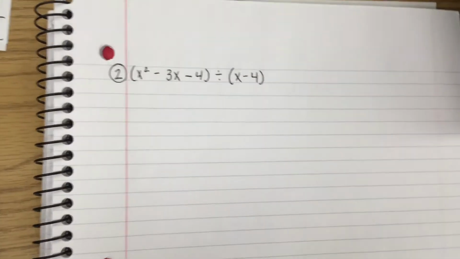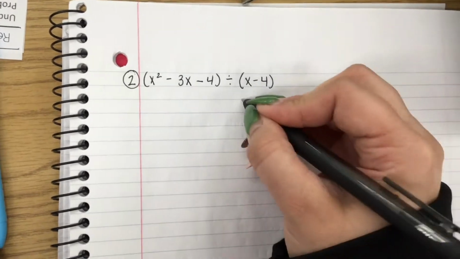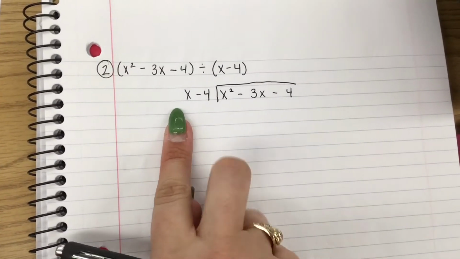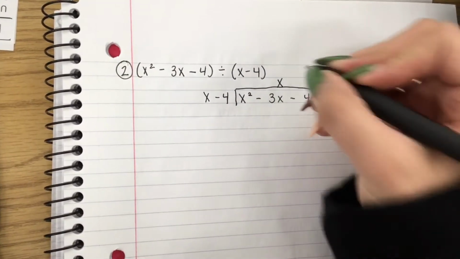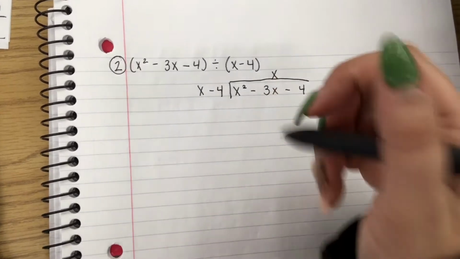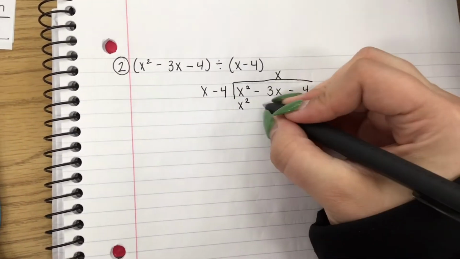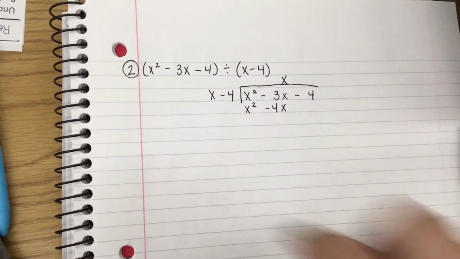So we'll go ahead and set this up here. Notice that you have x squared, x to the first, and then no x's, so we don't have to put any zeros for missing terms here. I'll go ahead and think about this. What can I multiply by x to get x squared, which is just x? So then I'll go ahead and multiply that x times everything on the outside, that divisor. X times x is x to the second. X times negative 4 is negative 4x.